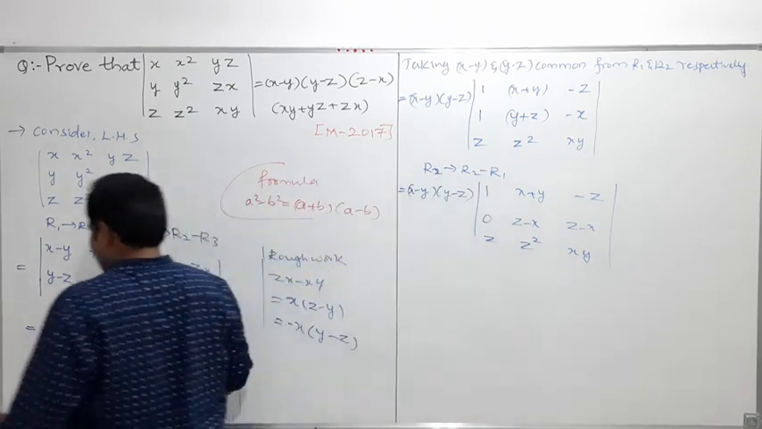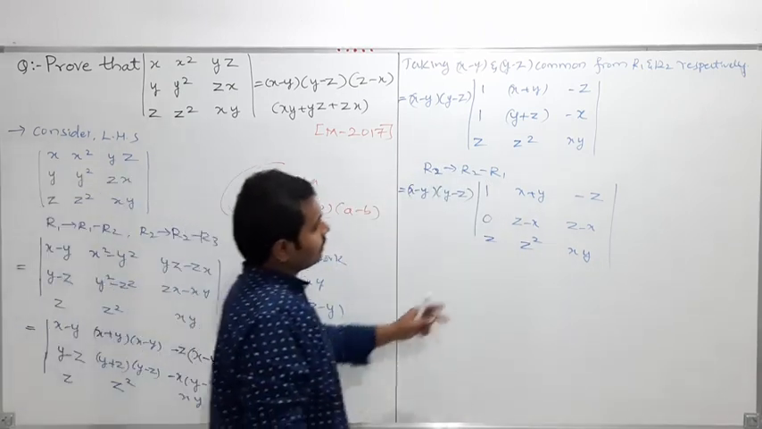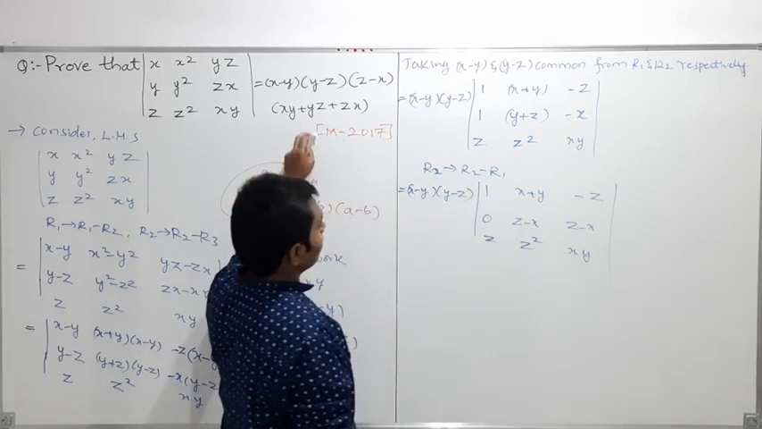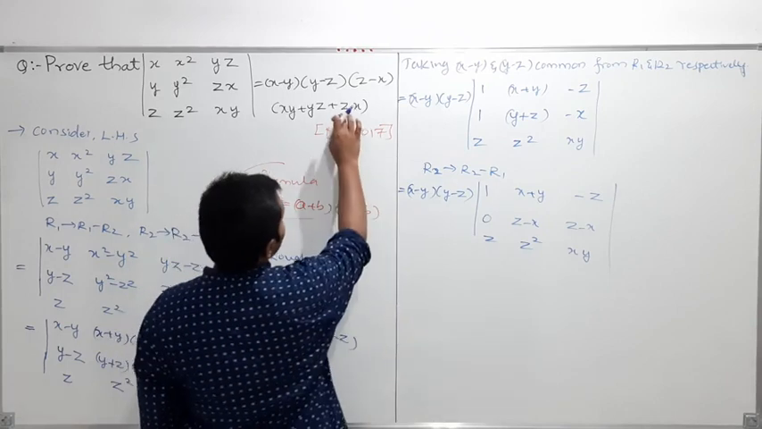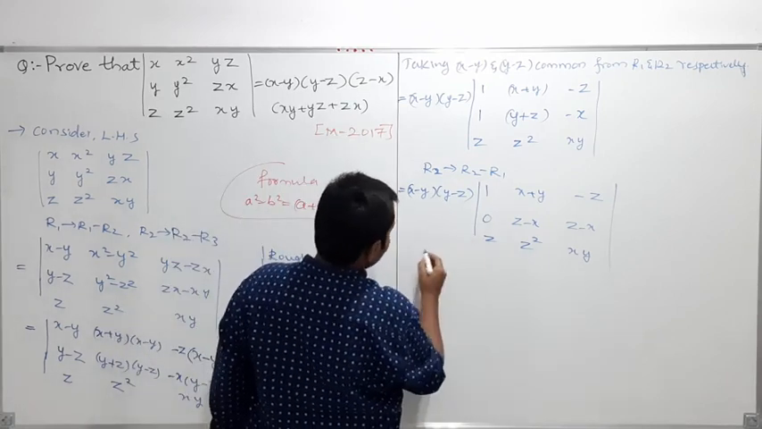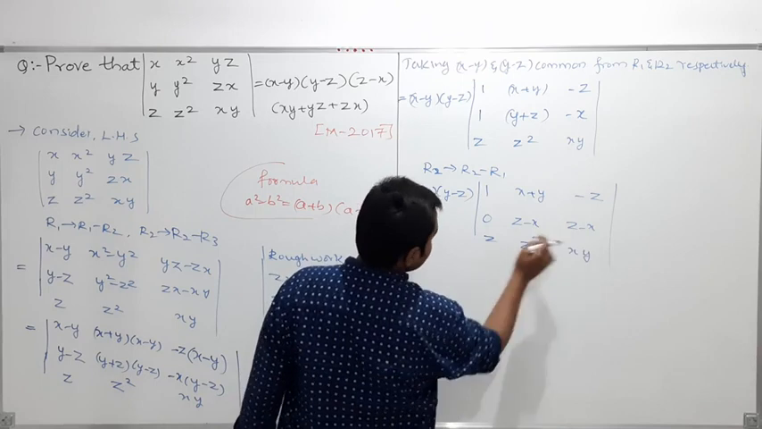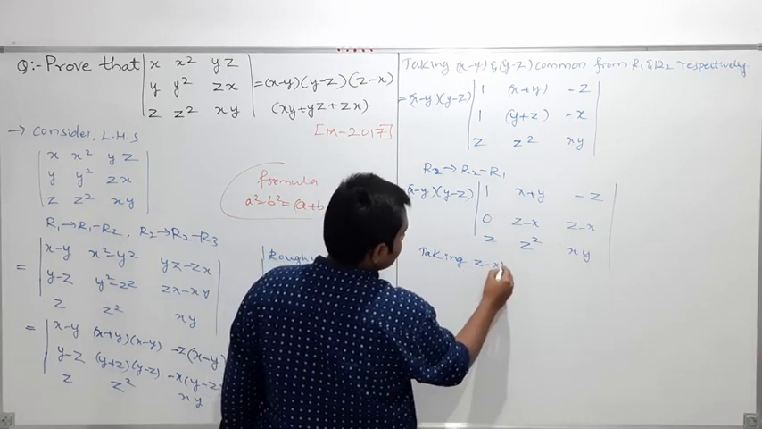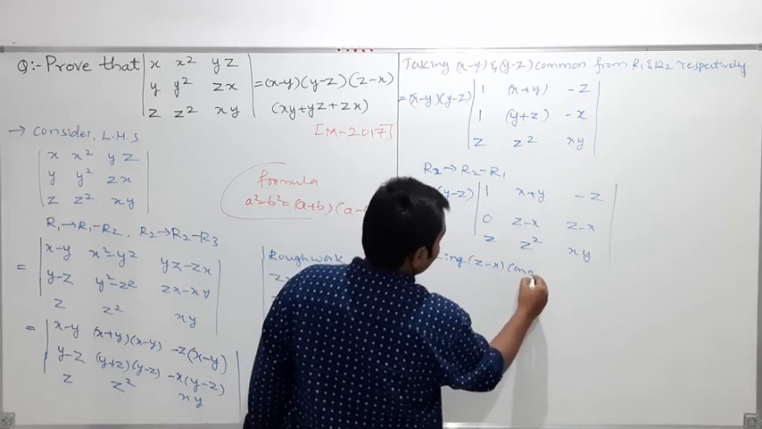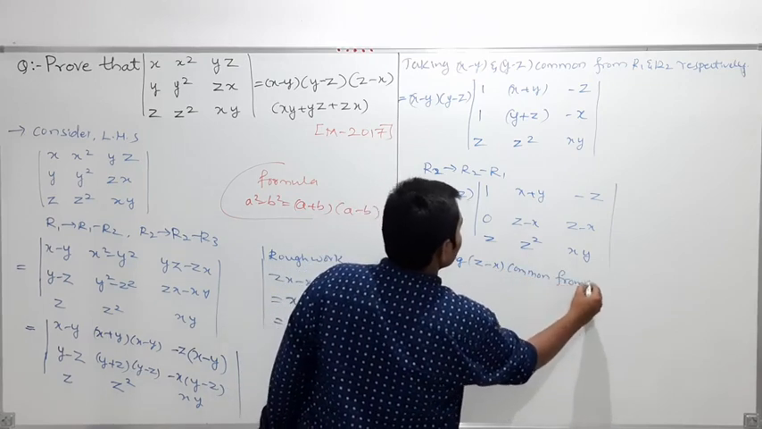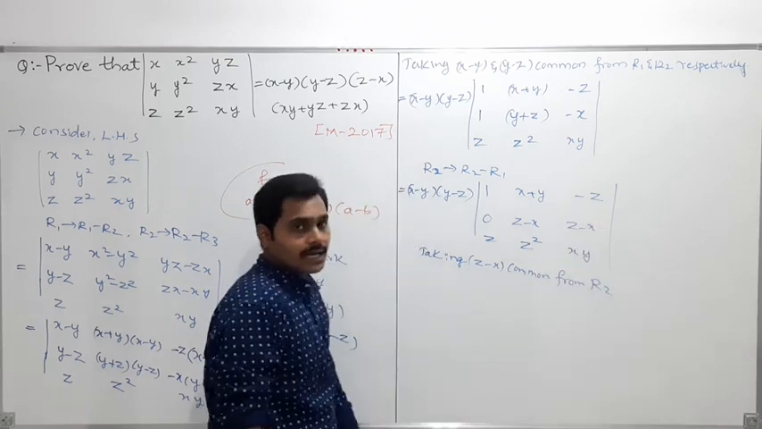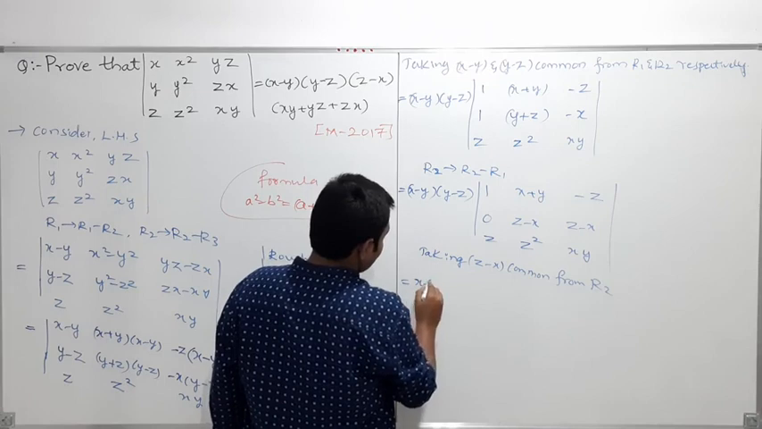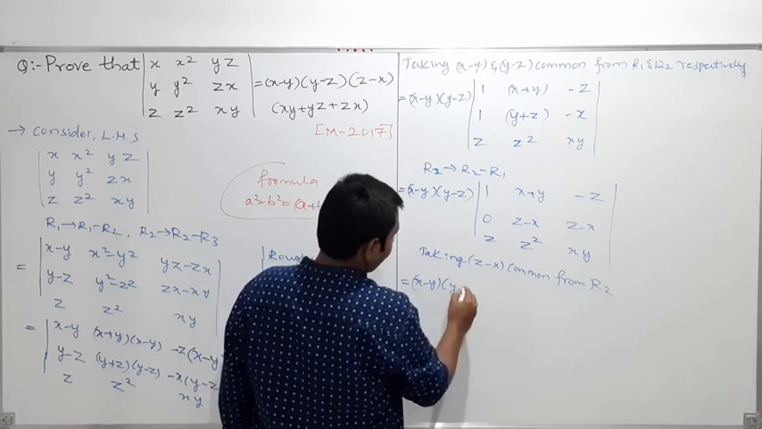Clear? Now my dear students, you can expand easily. If you expand this determinant, you will get this RHS. But before that, again here also z minus x is there, here also z minus x is there. So taking z minus x common from row 2, I am taking z minus x common. So therefore here it is x minus y into y minus z.